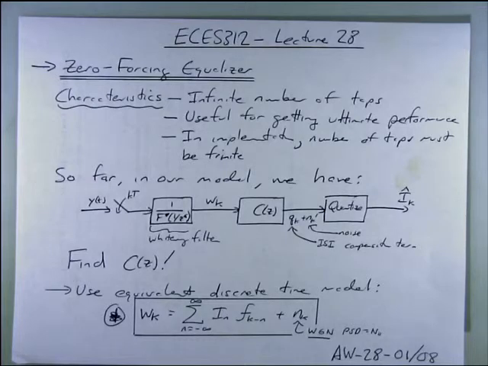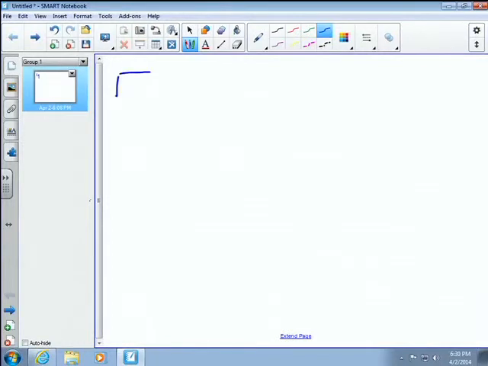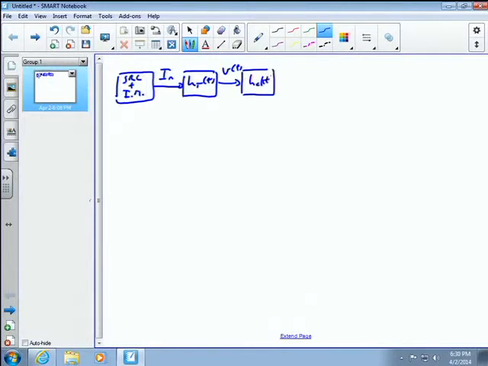So let me change the display. Okay. So in lecture 27, we saw the following communication system. We had the source, pulse amplitude modulation, and it gave data in the form of I_n. We then fed it through a transmit filter, h_T(t), and we call that v(t). We then feed that through our channel filter, and that in turn we call w(t).